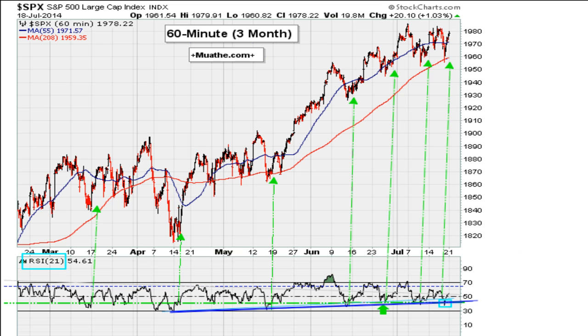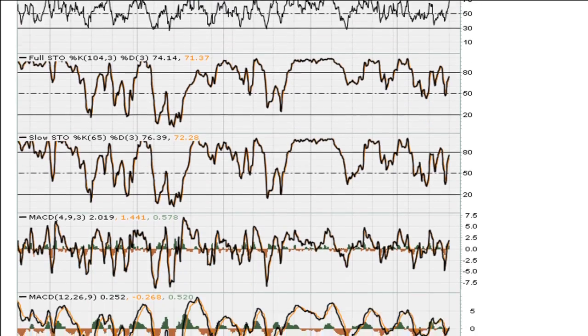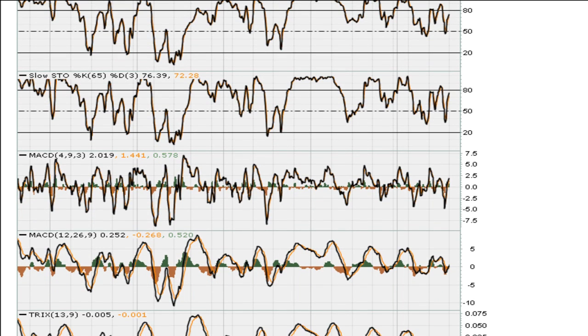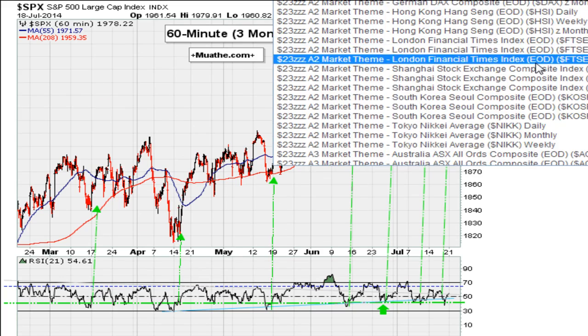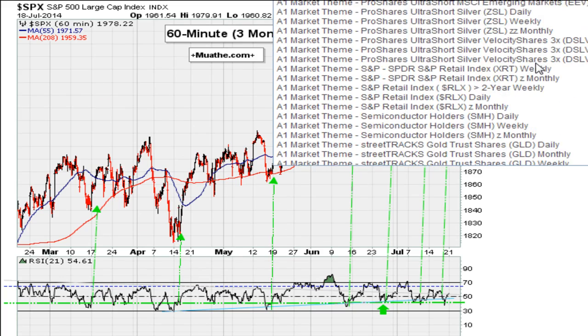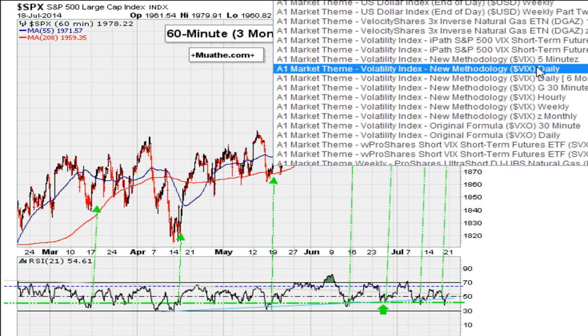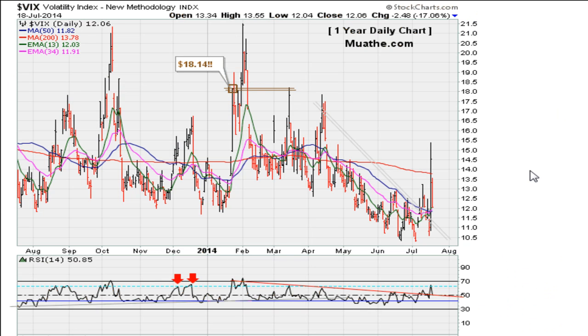So right now we have support on the hourly for the S&P 500, and the MACDs are also confirming that there's momentum to the upside, because both of the MACDs are now back above 0. One of the strongest arguments for the market moving higher is the VIX, and I've been talking about this for maybe a week or so. The point is that the VIX has been struggling.